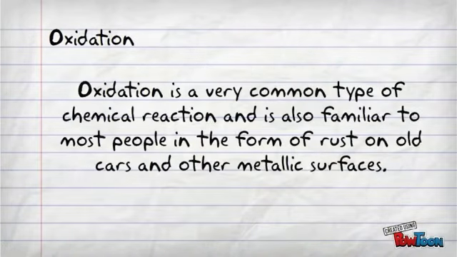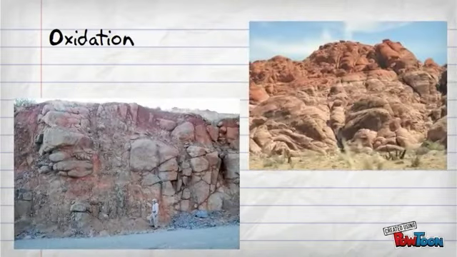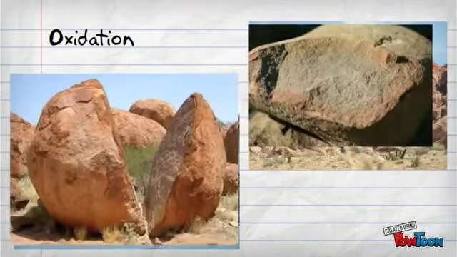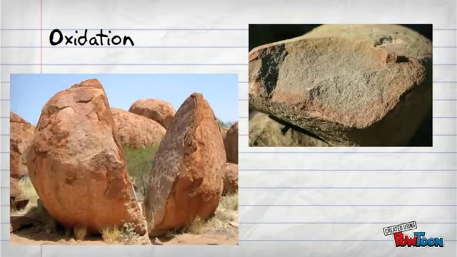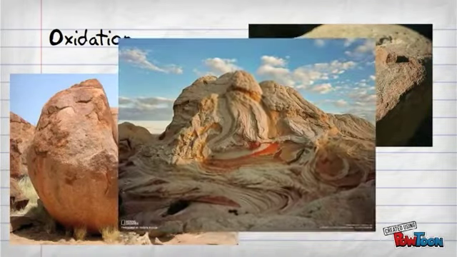Oxidation is a very common type of chemical reaction and also familiar to most people in the form of rust on old cars or other metallic surfaces. Many rocks that are rich in iron have reddish stains from rusting due to chemical weathering by oxidation reaction.